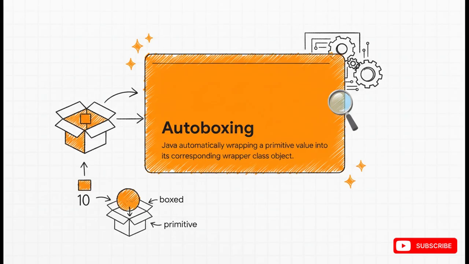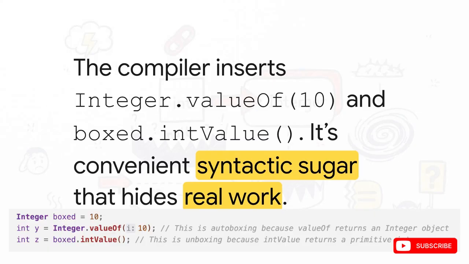You can just write Integer boxed = 10 and it works. Same for int primitive = boxed. It feels like magic, right? But what's actually going on under the hood? And here's the big reveal.